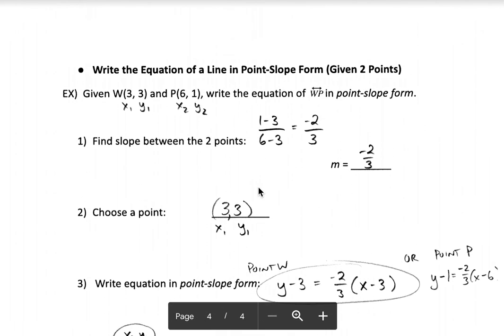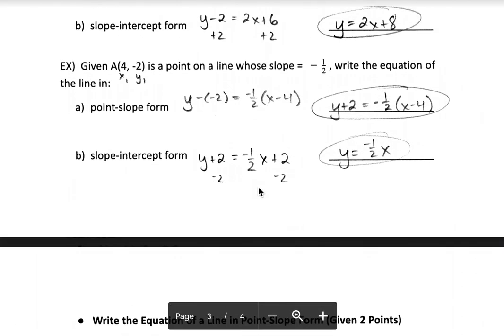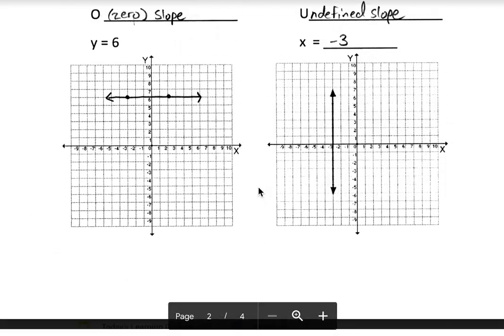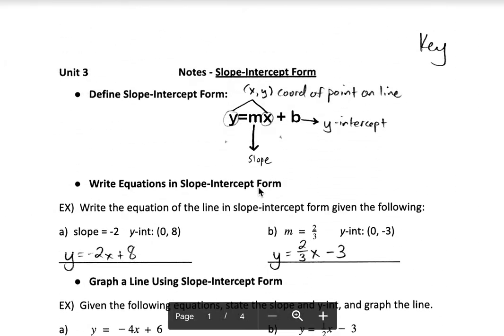So there was a video on point-slope form and slope-intercept form. Practice using those equations. We're going to need them next time in class.